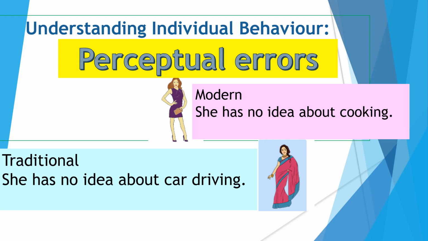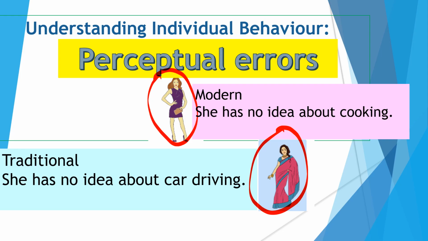As you can see in this picture, there are two females, one modern and the other traditional. Seeing the appearance of the first one, we perceive her as modern, and if we speed read this person, we will say that she has no idea about cooking because she seems to be a party person completely.